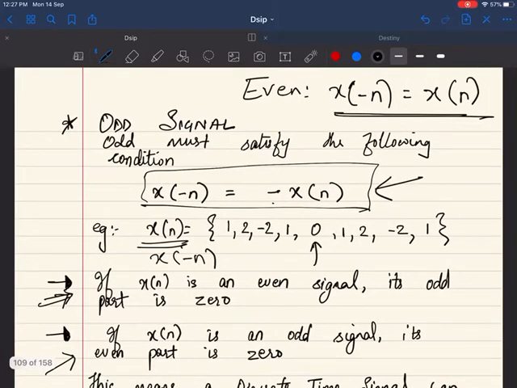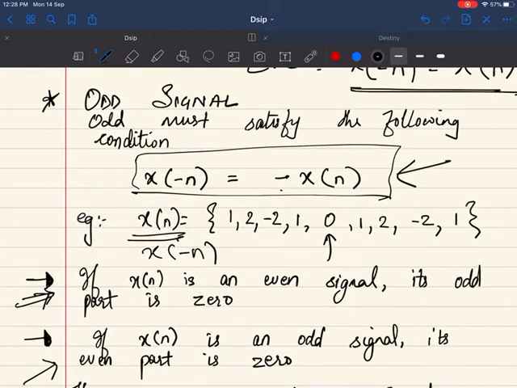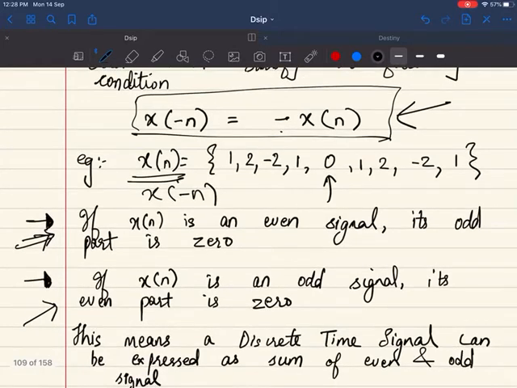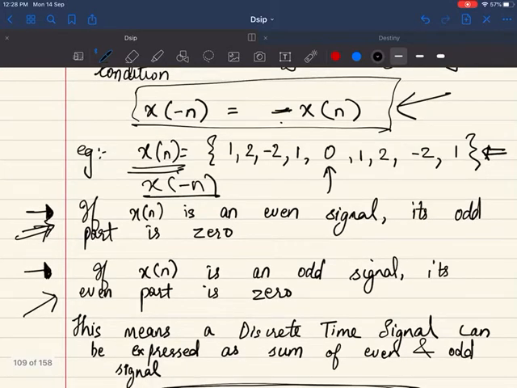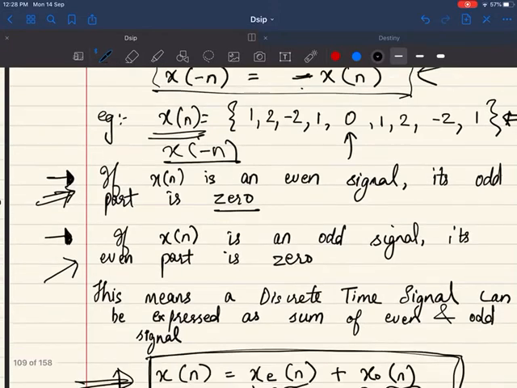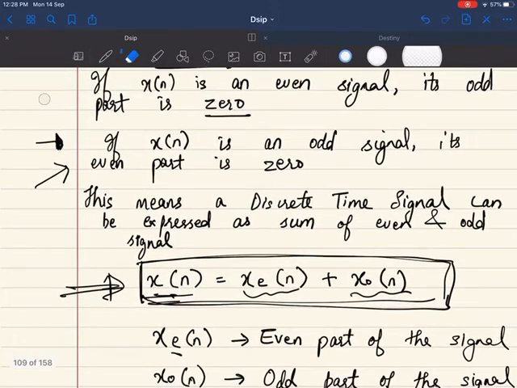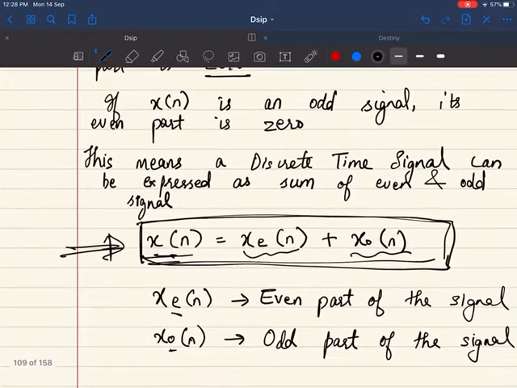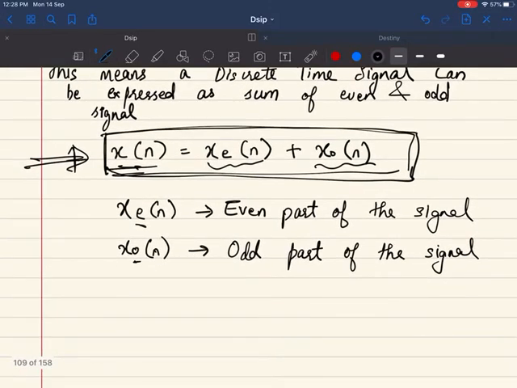An odd signal must satisfy the following condition: x of minus n is equal to minus of x of n. An example of an odd signal is x of n given by this particular sequence. When you take x of minus n, you get minus of x of n. If x of n is an even signal, its odd part is 0. If x of n is an odd signal, its even part is 0. That's why we say that x of n is a combination of the even part of the signal and the odd part of the signal, where x e of n is the even part and x o of n is the odd part.